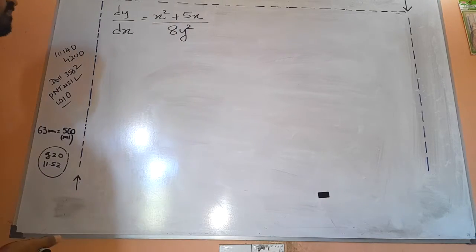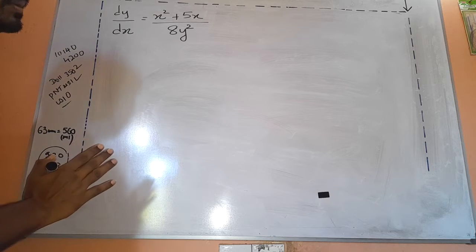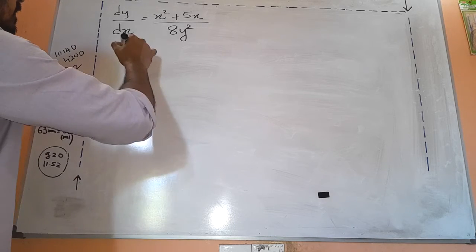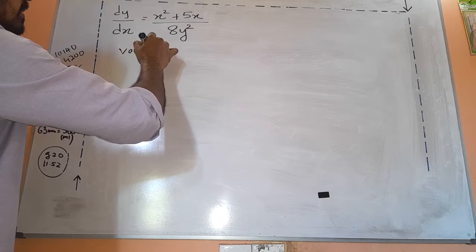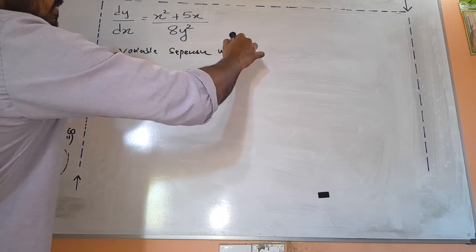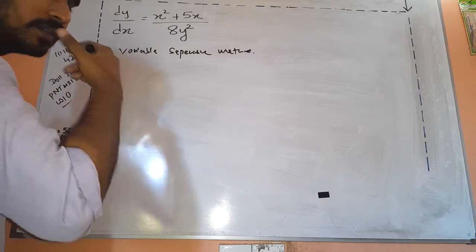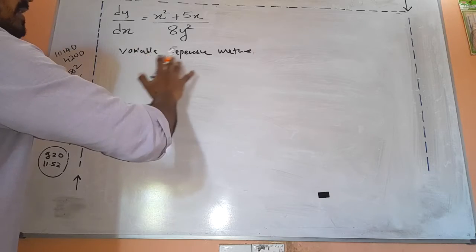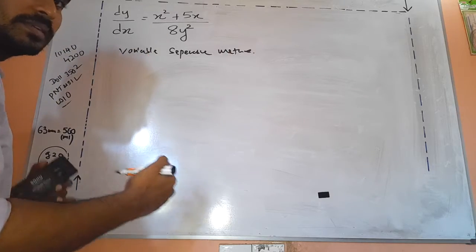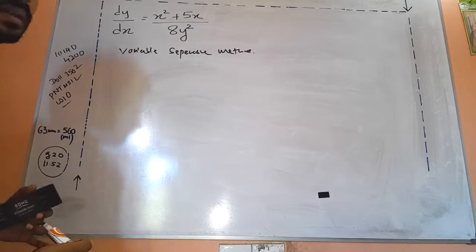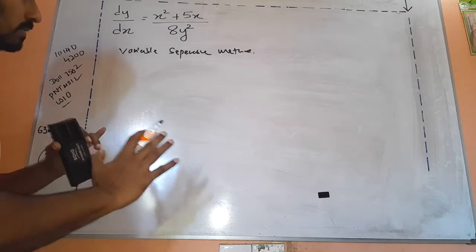So let's see. Here we are going to use a technique called the variable separable method. There are lots of ways of solving a differential equation, but here we are going to use the variable separable method. That is, we are going to separate the variables in such a way. I will explain what that way is.